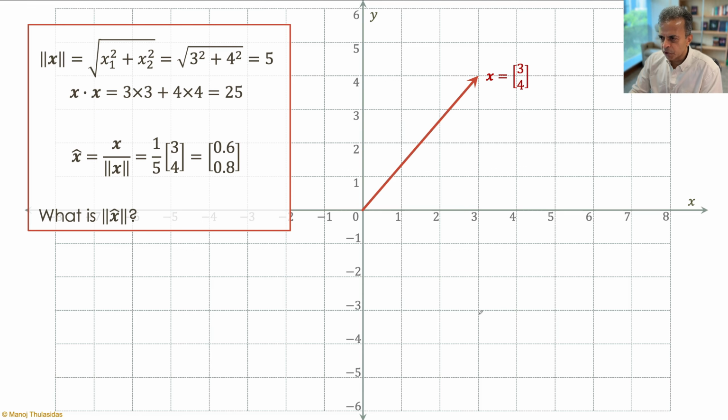Now let's look at the norm using a visual here. You take the vector 3, 4 and take the norm. So x dot x will be 3 times 3 plus 4 times 4, that is 25. Square root of that is going to be 5. So x hat is a fifth of that vector, which turns out to be 0.6 and 0.8.